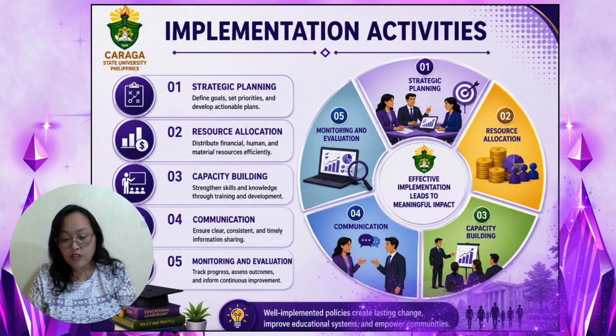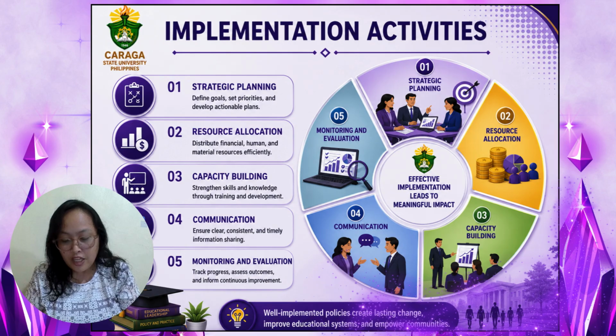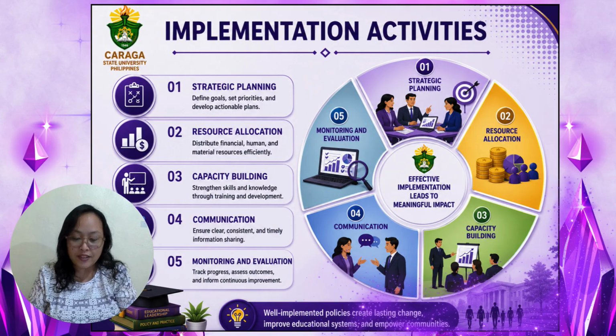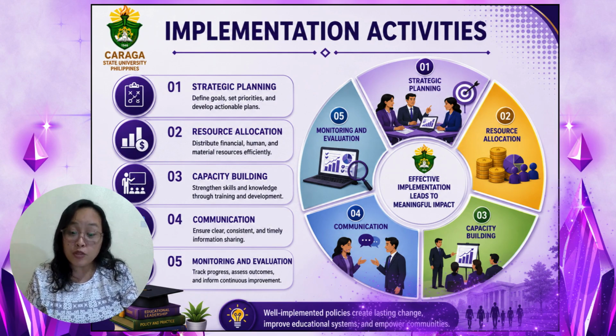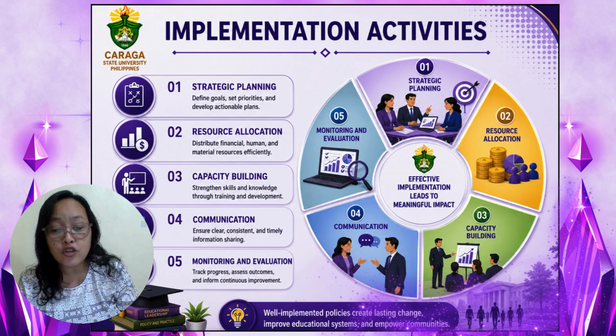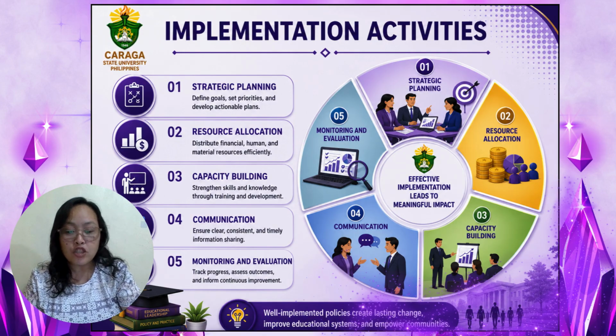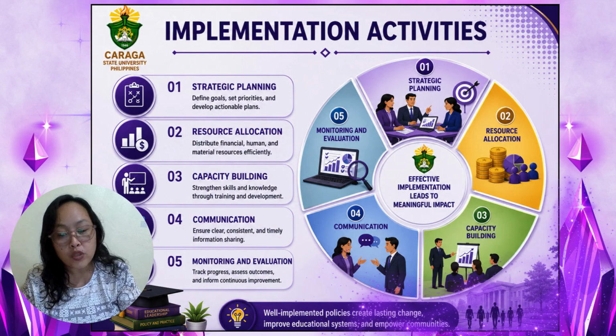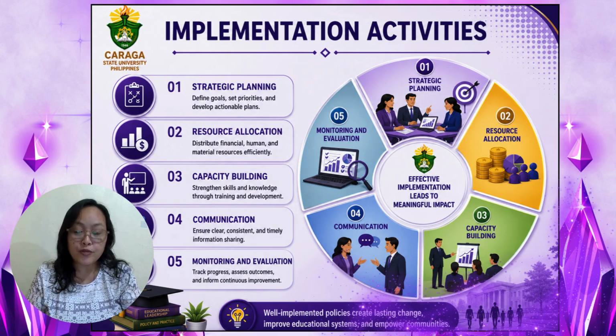First is strategic planning. Educational leaders develop implementation plans that specify objectives, classroom observations, student achievement data, teacher feedback, school reports, performance indicators.